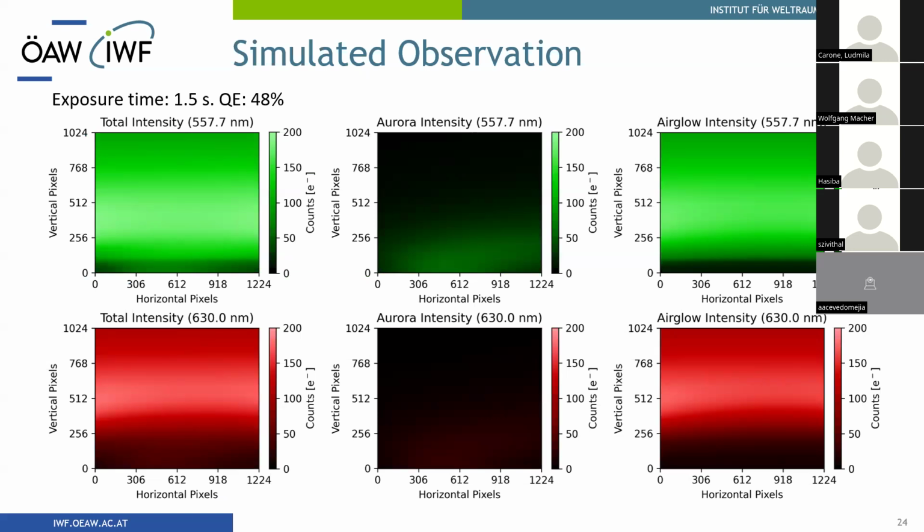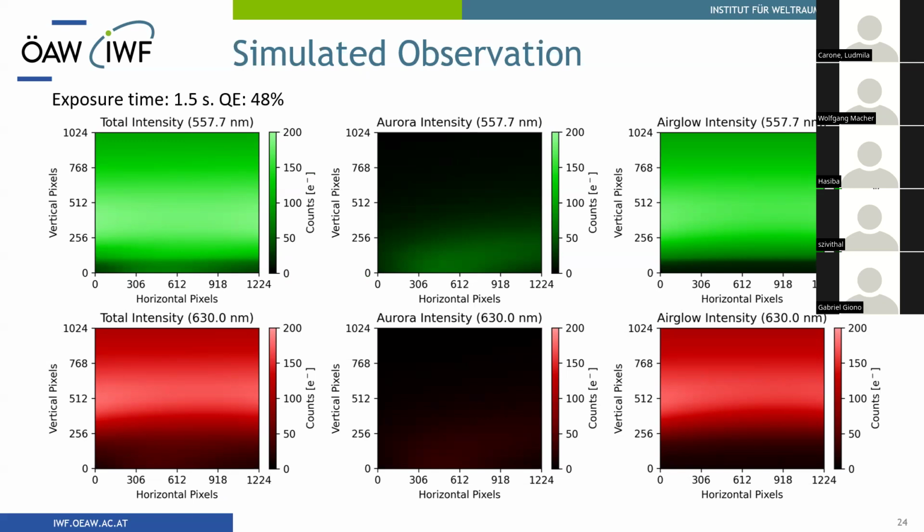So you assume a given exposure time of your picture. Given QE, the quantum efficiency, is how efficient your detector is at converting photons into electrons. And you get a full frame like this, which counts now in electrons for this exposure time. So it's the number of electrons that each pixel will receive in the green line and red line.